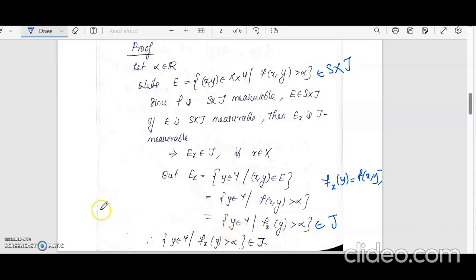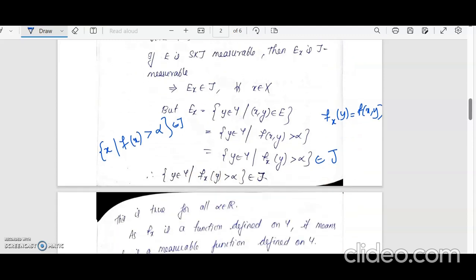So this is a set of the form set of all x such that f of x is greater than alpha. So this belongs to your sigma algebra. That means the function f is measurable. So this is the condition for measurability of a one variable function. So the set of all y belongs to Y such that fx of y is greater than alpha belongs to J, so that means this function fx must be J measurable.